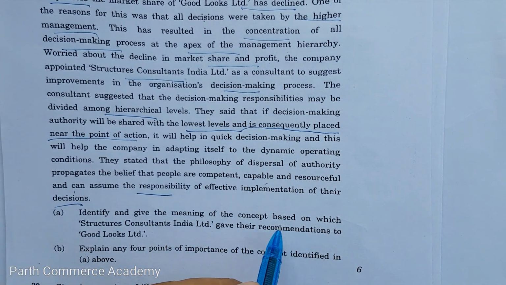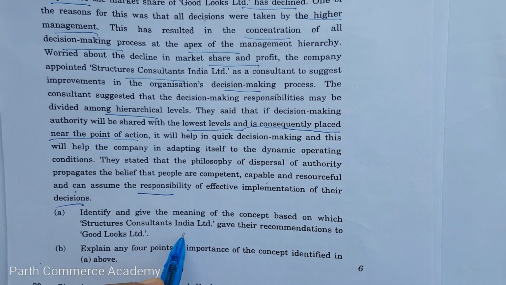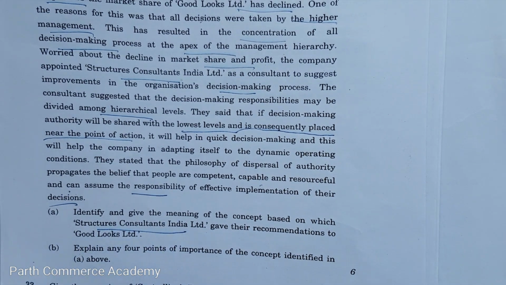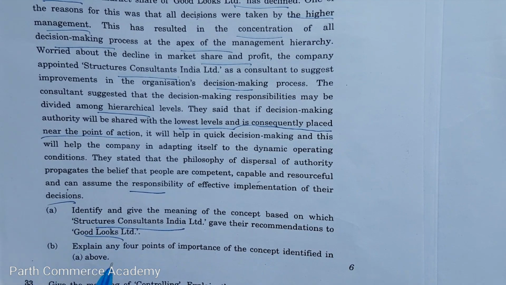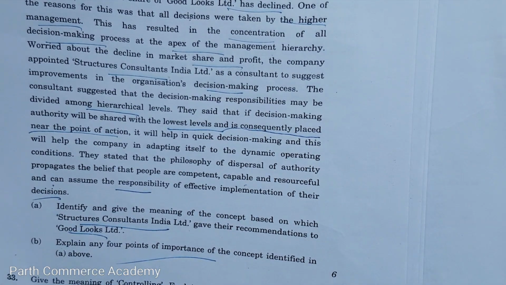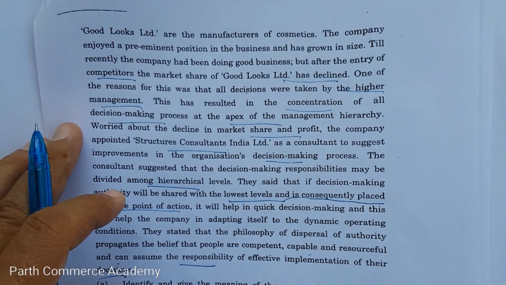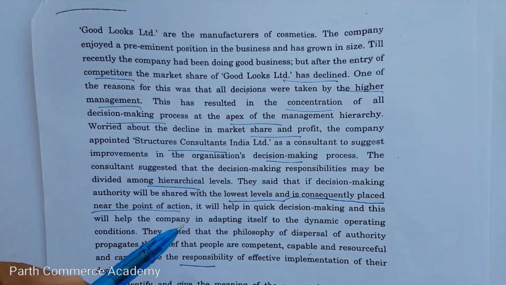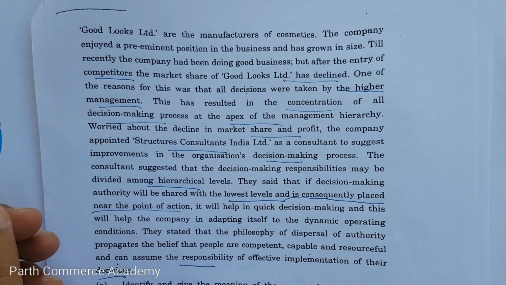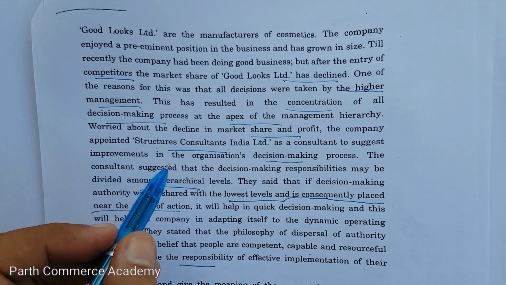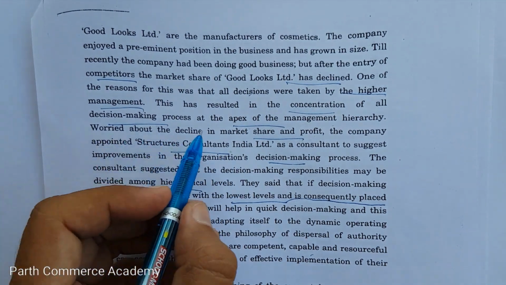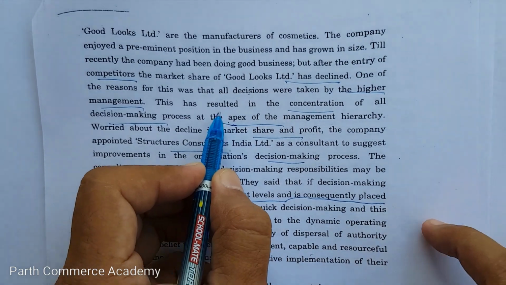Identify and give the meaning of the concept based on which Structures Consultant Limited gave their recommendation, and explain any 4 points of importance. So here you can see Good Looks Limited. In starting, means before appointing the Structures Consultant India Limited, they were taking all decisions by top management only.